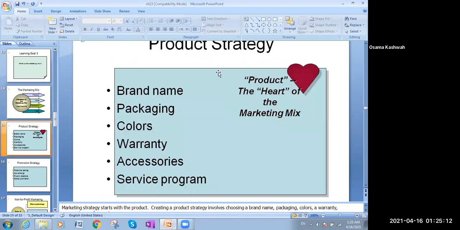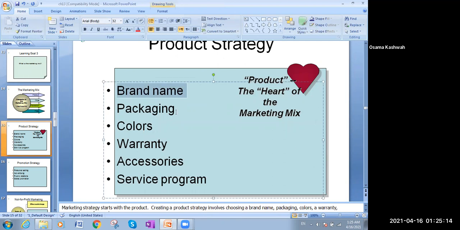Product strategy depends on this: the brand name, the way you are packaging, the colors of your product, the warranty. Are you giving after sales services? Or if there is any warranty for your product, accessories, is it available or not, service program, and after sales services. So all this is what we will gain. But we won't say that the product is the heart of the marketing mix, because it's the core. I'm making the marketing mix for the sake of the product.